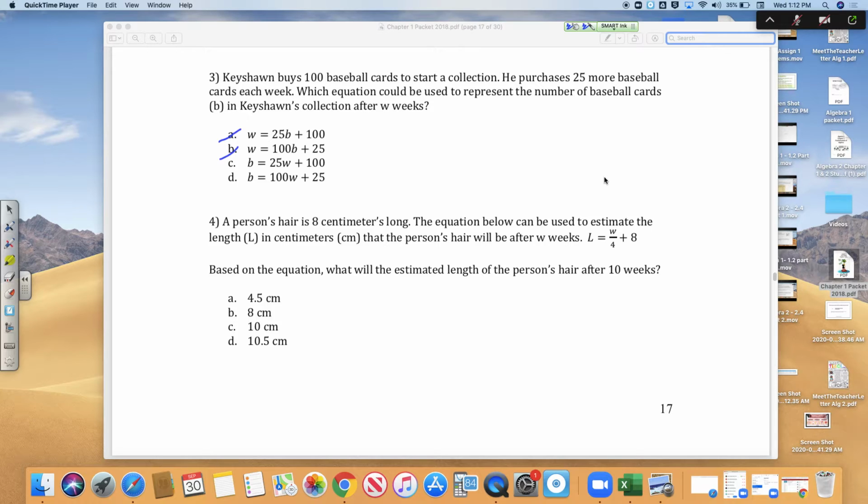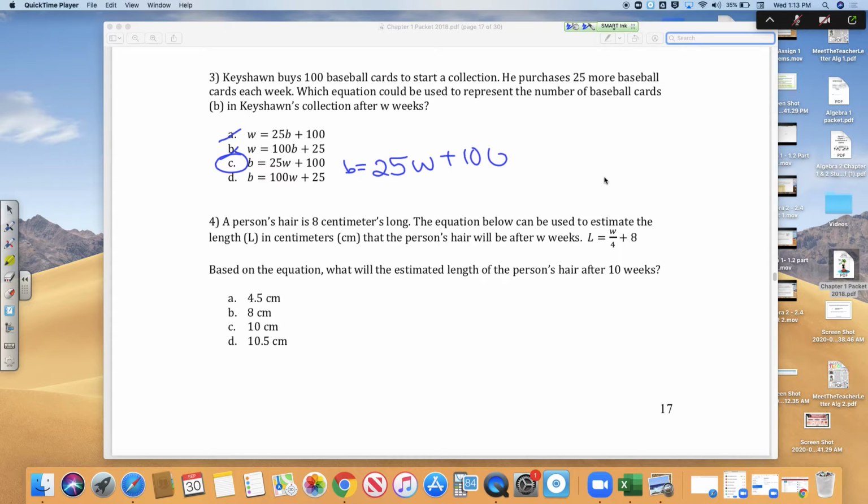So he starts at 100 baseball cards and purchases 24 more per week. So I know it's going to be 25 per week, so it should have 25W plus the 100 he starts out with is equal to B, which is going to be letter C.